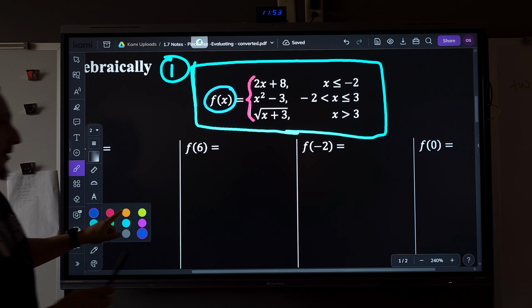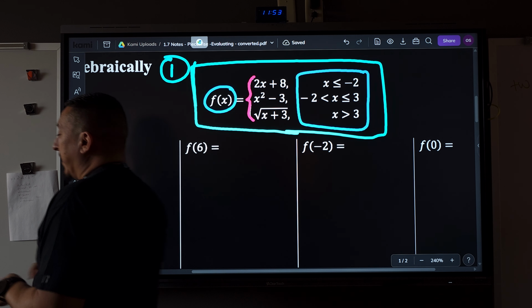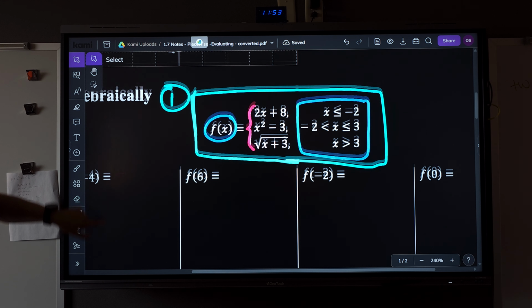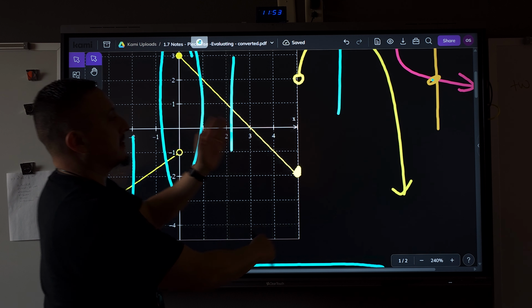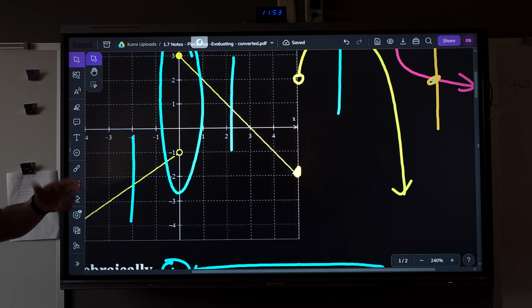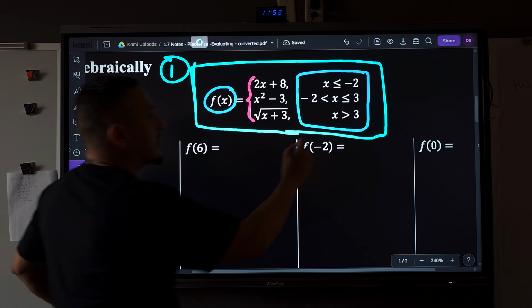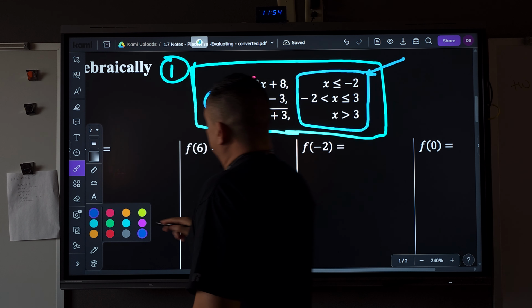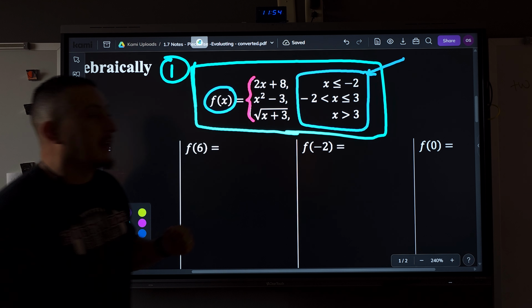Now here's the new part. Visually it's really easy to see: I want this piece, that piece. But how do we say that with symbols, with an equation? That's what this is. So write it down. That's how we communicate what piece I want.